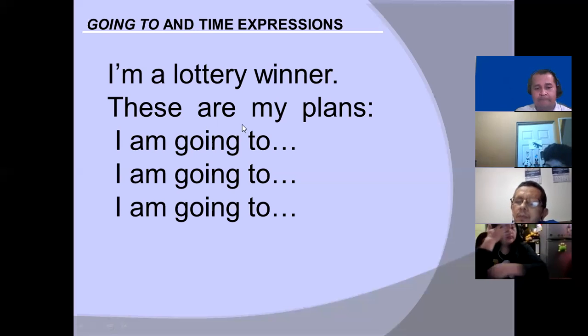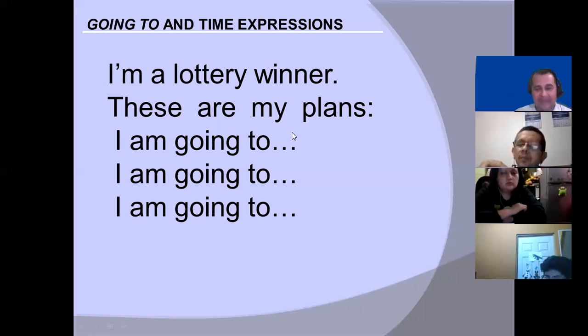Now, Jose Vela. Okay. I'm a lottery winner. These are my plans. I'm going to build very schools. I'm going to buy very books. I'm going to travel at the dark side of the moon. Okay, you're going to travel the dark side of the moon. Okay, thank you, Jose. Thank you for your participation.